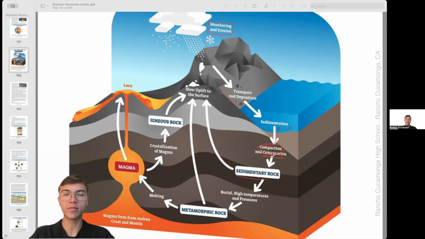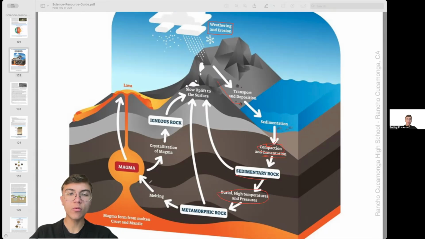Now remember, sedimentary rock has lots of layers, and this reminds me of a question you could be asked in an interview: what rock do you think best represents you? You could answer with sedimentary rock because I have lots of layers. So use that one in an interview, it'll be very nice. Then sedimentary rock undergoes burial, high temperatures and pressures. Then we get to metamorphic rock. Just remember, metamorphic is at the very bottom, in the mantle.